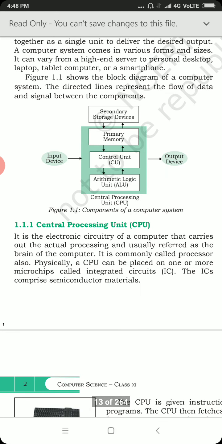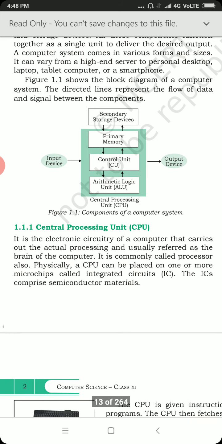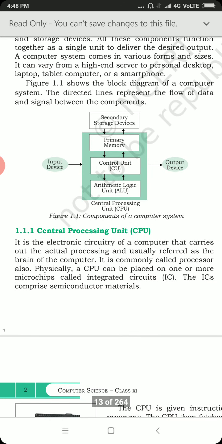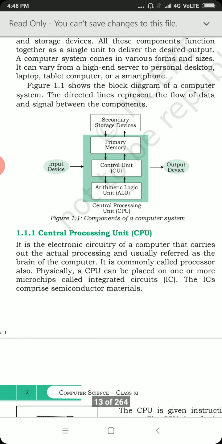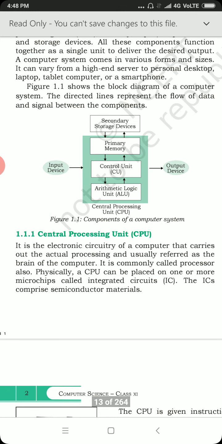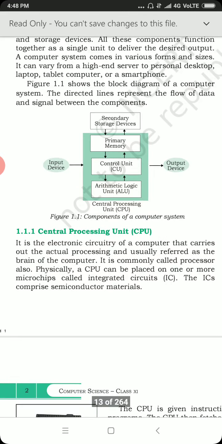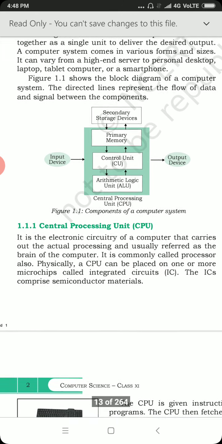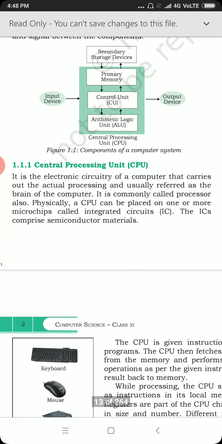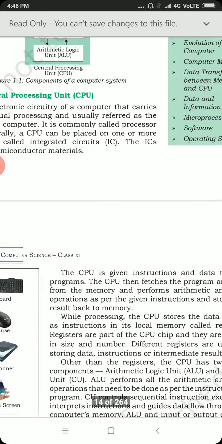When you open the computer or desktop, you might have seen a big processor like i3 processor, i5 processor, i7 processor. That is the main processor or the chip kept on the main motherboard. So that is your processing unit. It is doing all the tasks of the computer.